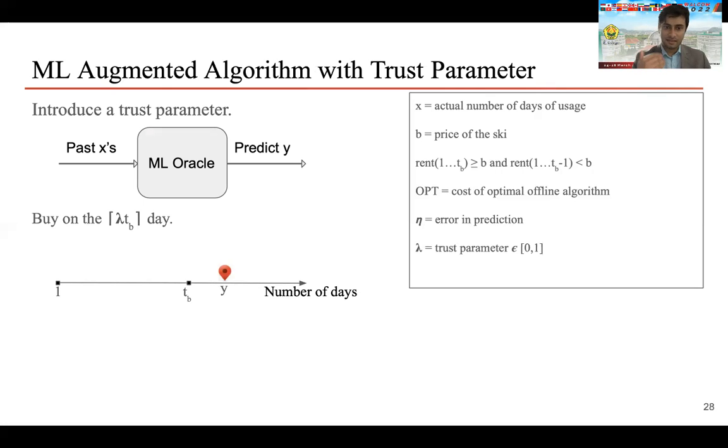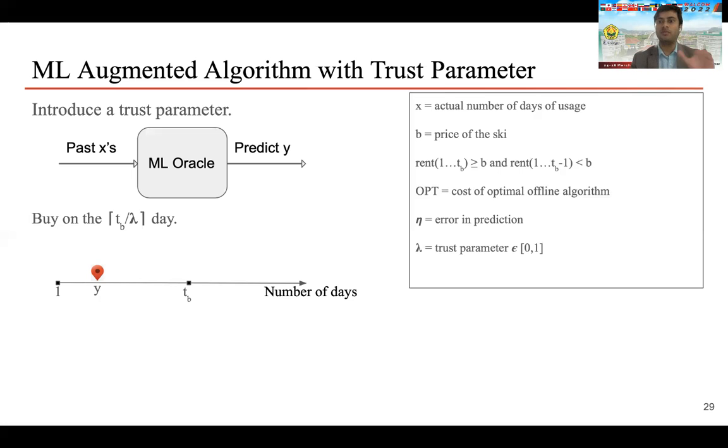How it works is that when y, the prediction, is greater than TB, we buy on the lambda TBth day, where lambda is the trust parameter, which lies between 0 and 1. And when it is less than TB, we buy on the TB over lambda day. So lambda, because it is less than 1, TB over lambda is greater than TB now. So instead of not buying it or buying it at infinite time, we buy on the TB over lambda day here. The strategy is like that.